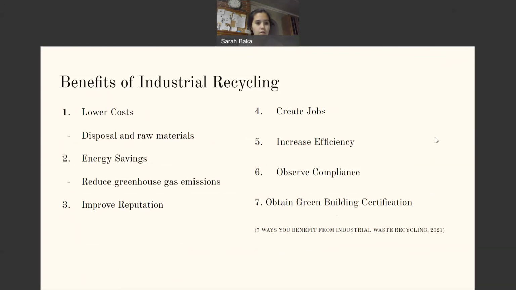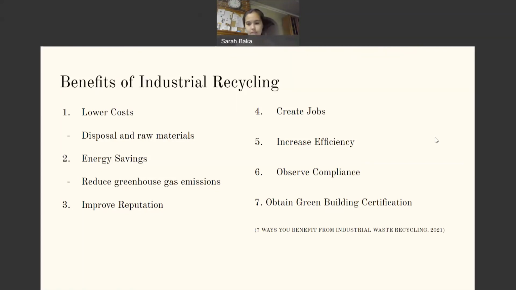Some of the overall benefits of industrial recycling as a whole would be lower costs, which I highlighted before. By recycling, companies can reduce the amount they have to pay to send their materials to landfills, and they can repurpose a lot of materials to cut down on raw material costs. So financially, there can be a big gain from industrial recycling. There can also be energy savings for the country, and these processes reduce greenhouse gas emissions, so that's better for climate change and the environment.